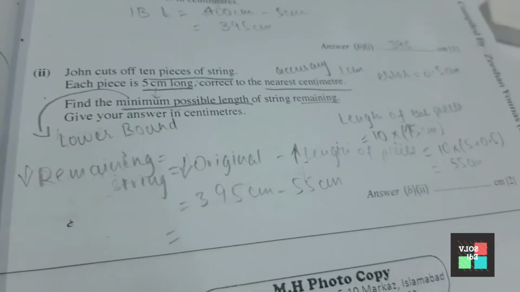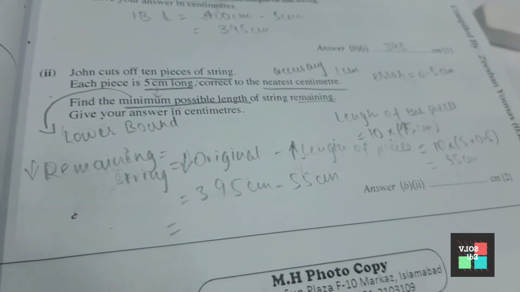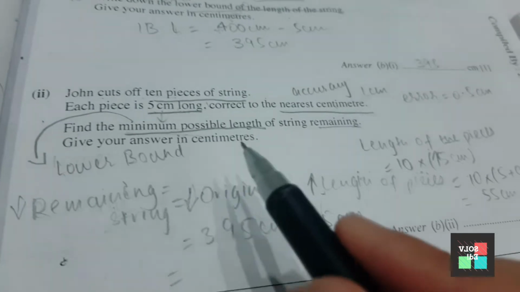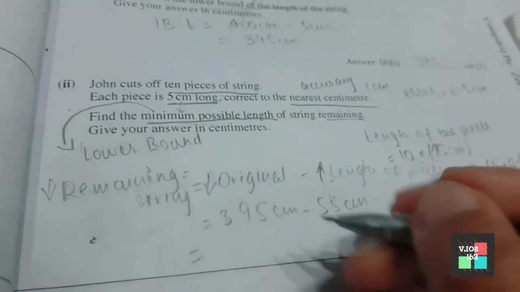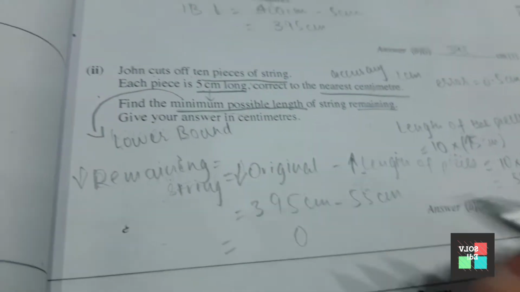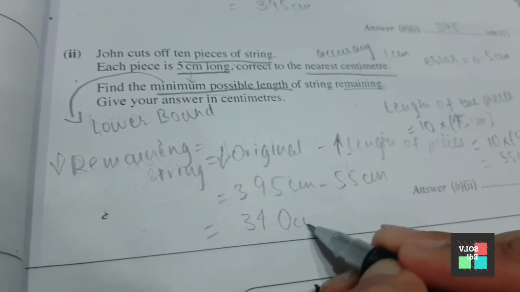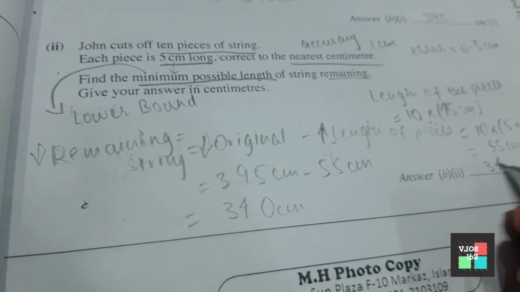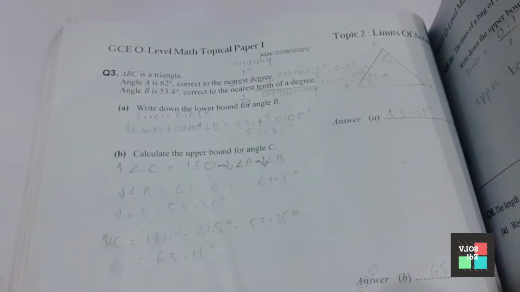And if we subtract and find our lower bound remaining string, or the minimum possible length of the string remaining, we're going to find that it is equal to 340 centimeters. So that's our answer. I hope you've gotten it correct so far. Let's move on. I've solved this one, and now I'm going to explain.